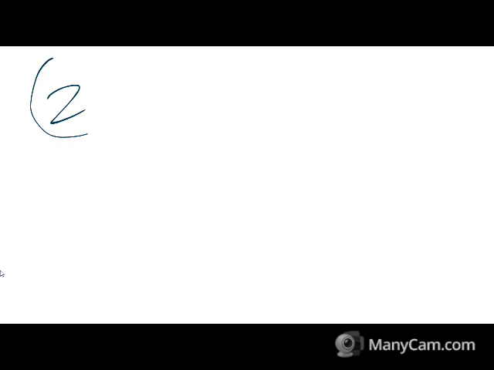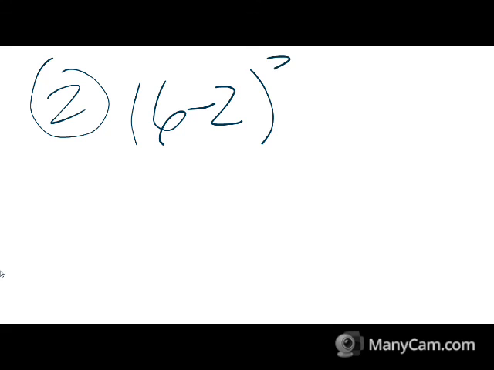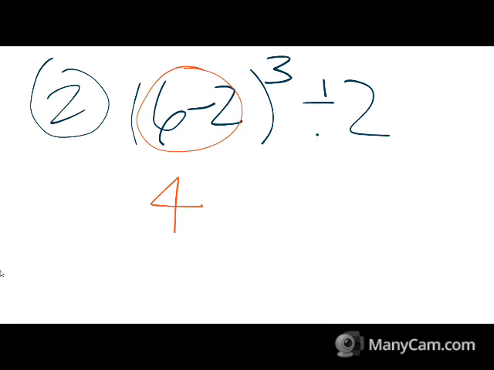So, problem 2, what is the simplified form of each expression? So the quantity, this is a quantity, right here. The quantity is 6 minus 2 to the 3rd divided by 2. Now, following the order of operations, first we identify our parentheses, which is 6 minus 2. 6 minus 2 is 4 to the 3rd divided by 2.